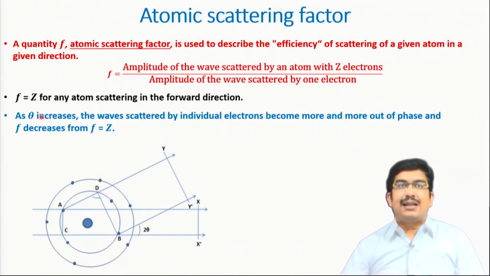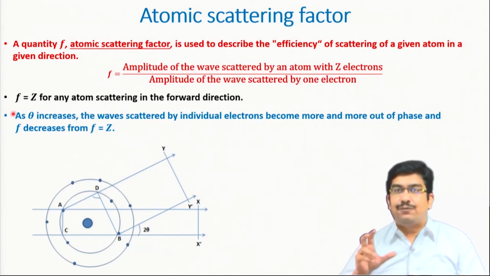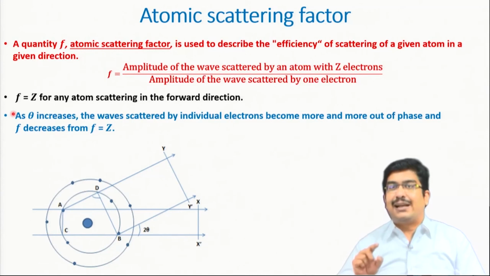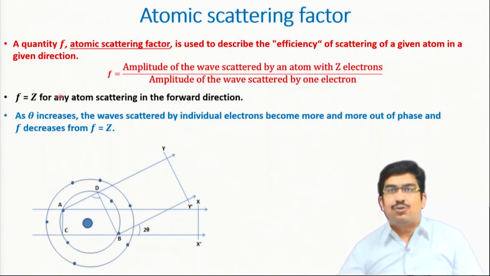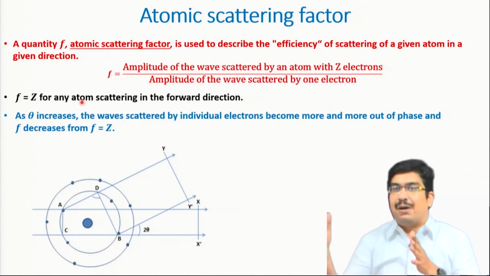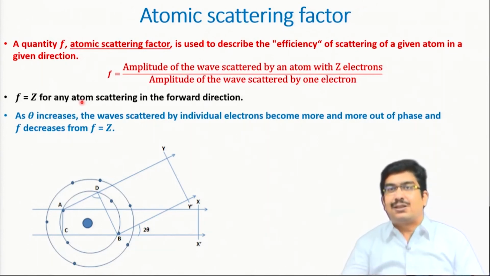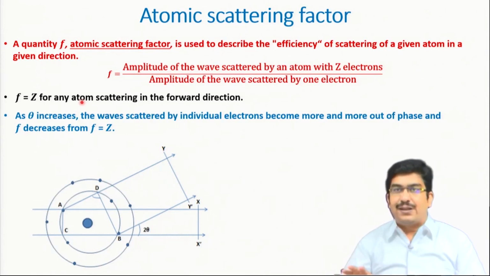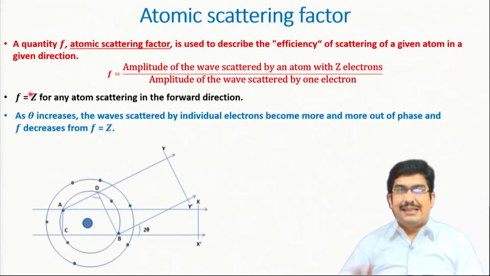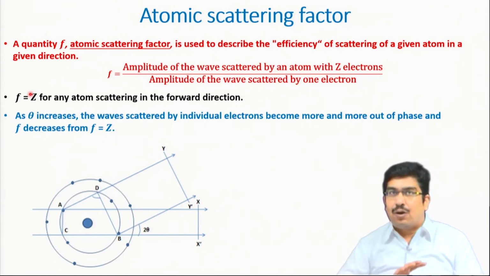Basically, if you now consider, as we already said, only the forward scattering direction, there you simply have to sum up all the waves' amplitudes, because they have no phase difference amongst them. So what will happen is that the atomic scattering factor will simply be the atomic number, F equals Z, for any atom scattering along the forward direction.